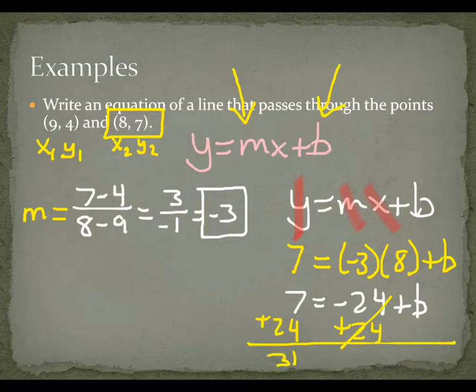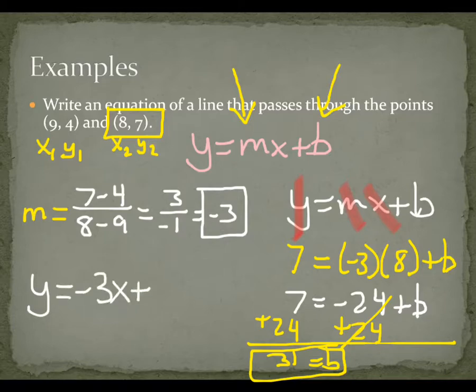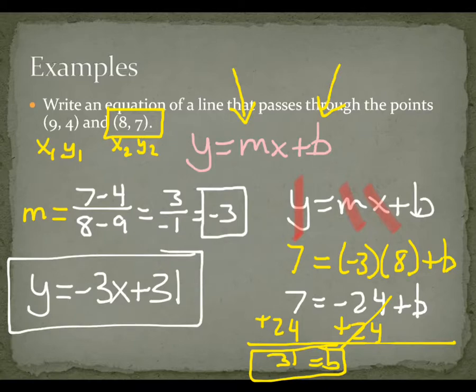That is 31. All I'm left with is b. So now I have my slope, and now I have my y-intercept. Now I can write the equation. Okay. So it's y equals -3x plus, because it's positive, 31. There is the equation. Okay.